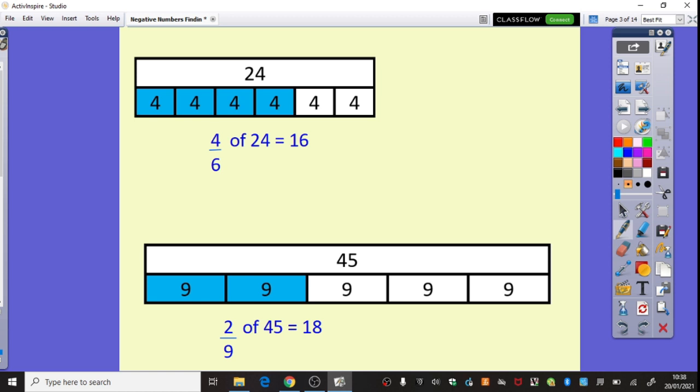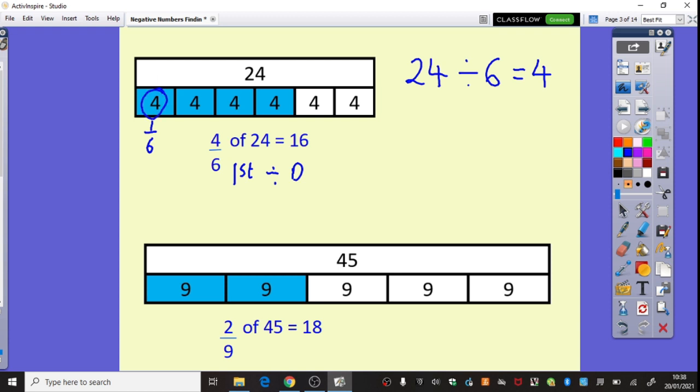If we remember from yesterday, the first thing that we need to do is divide by the denominator, that bottom number. So you can see here in my example, I've got 24 and it has been divided into my 6 parts and each part is worth 4. So we can see there that 1/6 is worth 4.